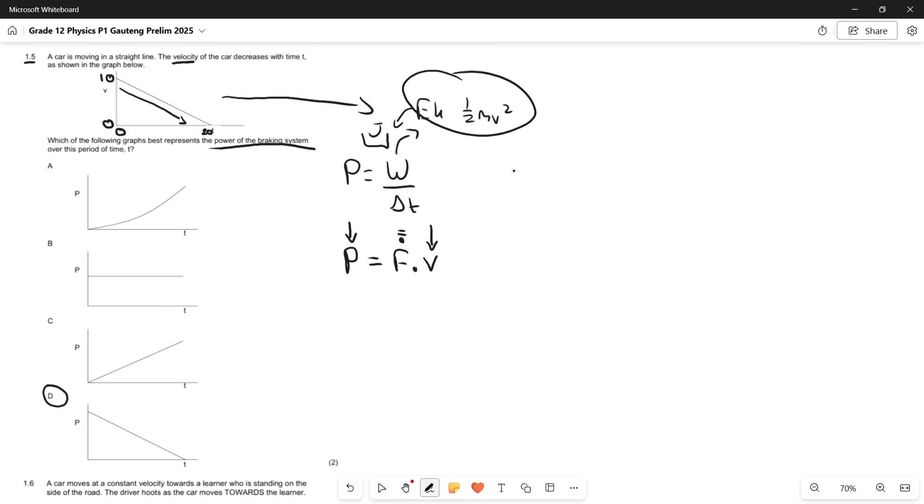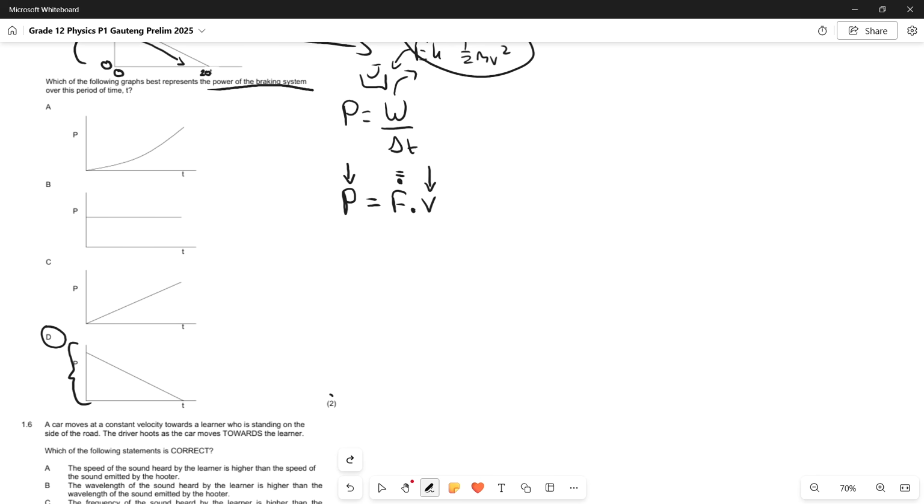which means that as the velocity goes down, the power goes down, which means that the shape of 1.5 over here, the velocity time graph, is exactly the same as the shape of the power time graph over there. Cool. And that would earn us 2 marks over there.